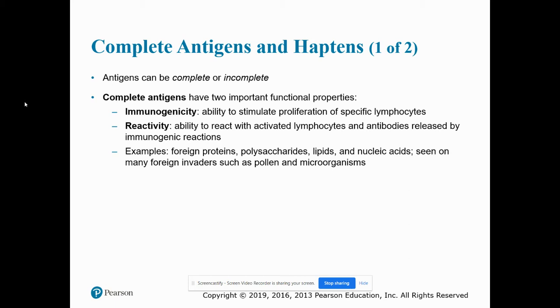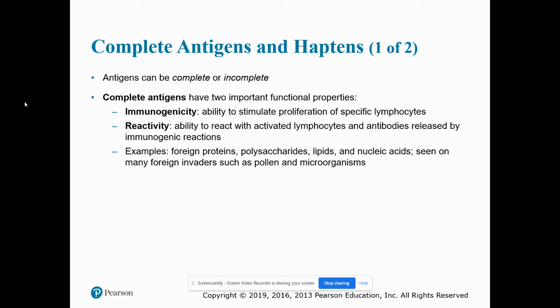So we have complete antigens and haptens. That's what we're talking about. Remember, we had complete or incomplete antigens, and then incomplete antigens are also known as haptens. Now, in order for an antigen to be a complete antigen, it has to have two important functional properties, and they are immunogenicity and reactivity.